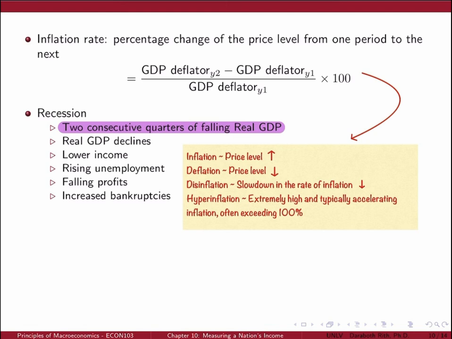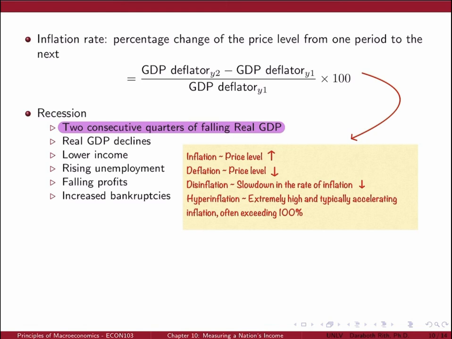Disinflation is a slowdown in the rate of inflation. And hyperinflation is extremely high and typically accelerating inflation, often exceeding 100%.